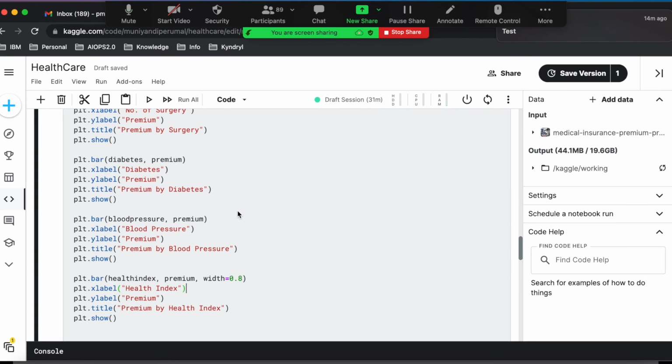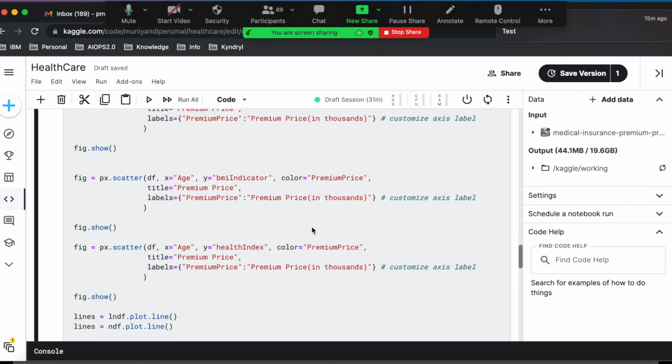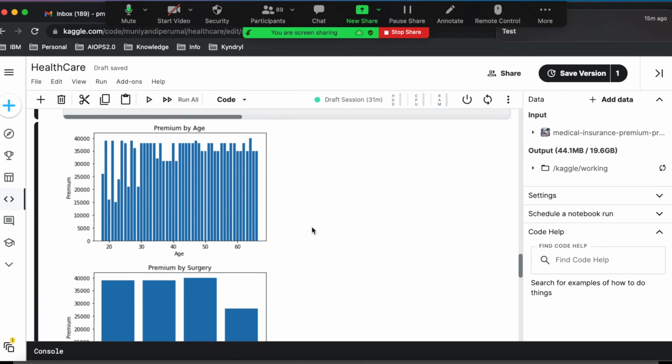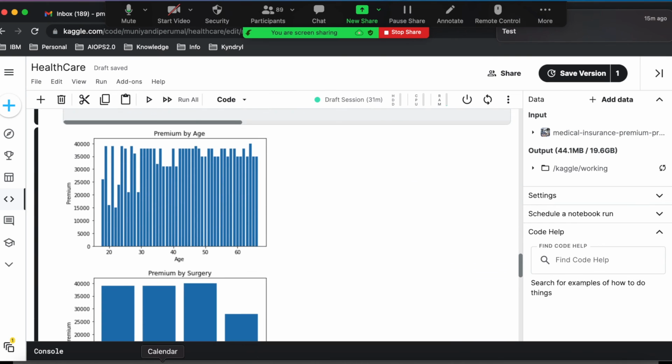Okay guys, I think I pretty much covered what I wanted to cover in this particular example. This code is available again.